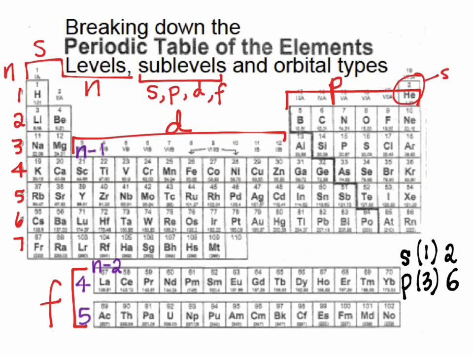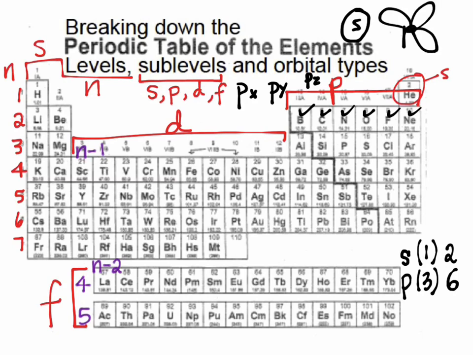Where are all these numbers coming from? P has 1, 2, 3, 4, 5, 6. But each one, so you have px, you have py, and you have pz orbitals. Because if you remember, S looks like this, and then P has 3. And then P looks like this. There's 1. There's 2. There's 3. And then you keep on going.